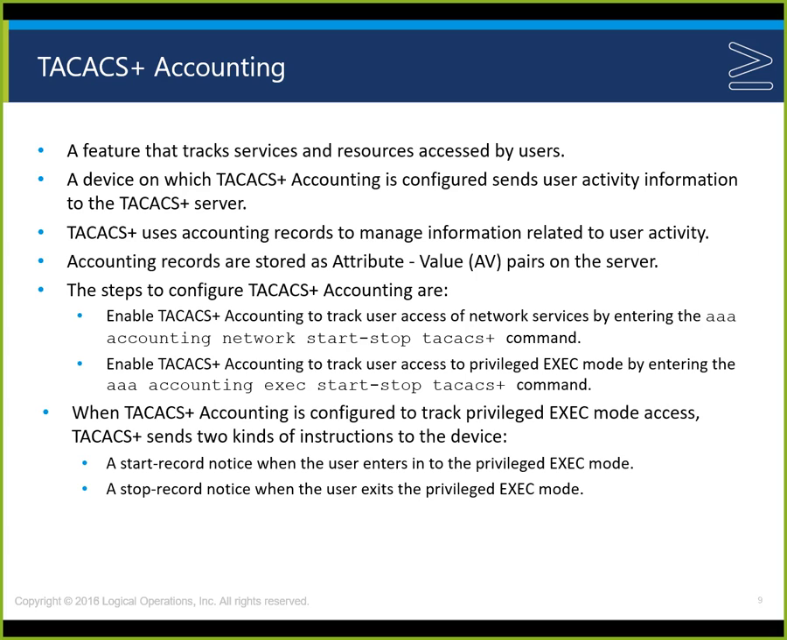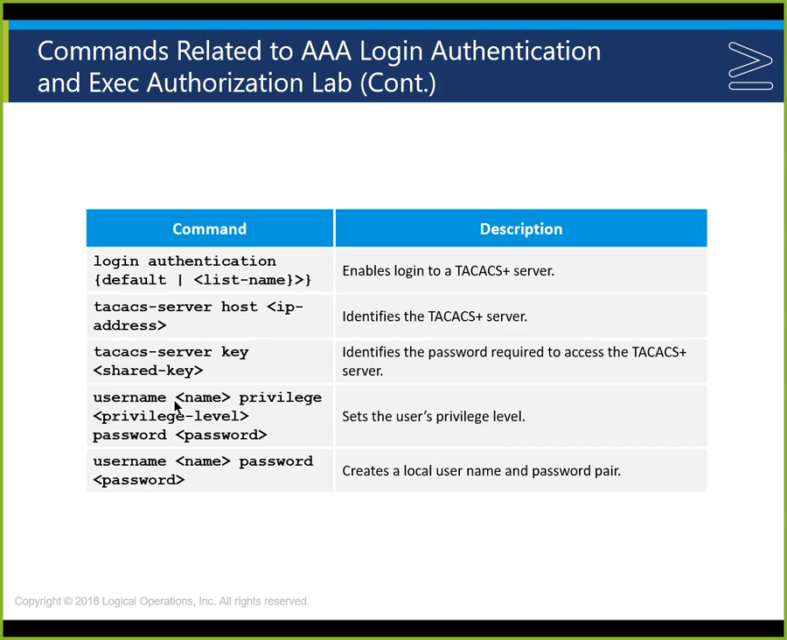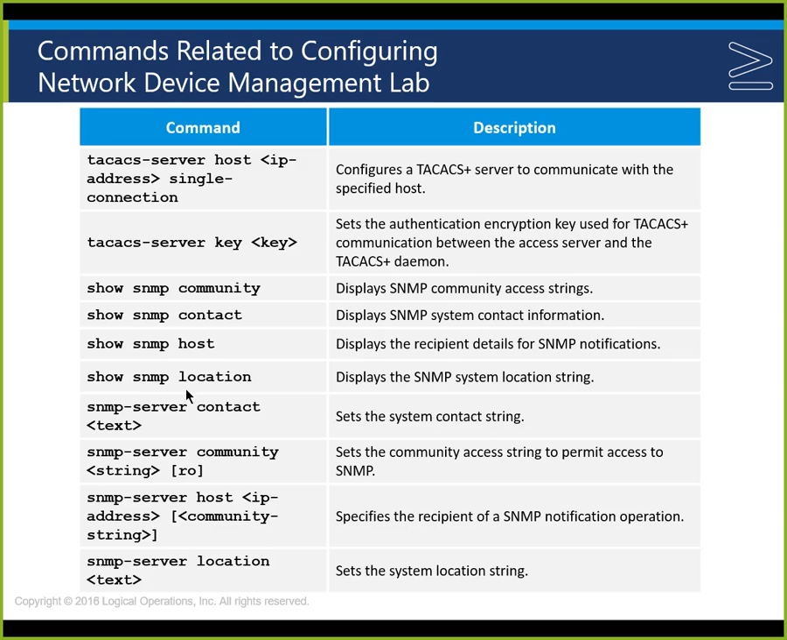It can be configured to track privilege exec mode, and this would then tell us who was in the system at what time also. A start record notes when the user enters privilege exec mode, and a stop notice when the user finishes that mode. So some commands here: AAA authentication default enables the AAA authentication to validate users' access in privilege mode. These are some of the ones that you're going to be using in the labs.